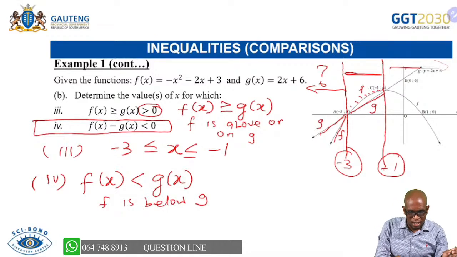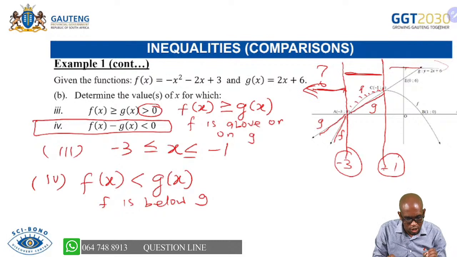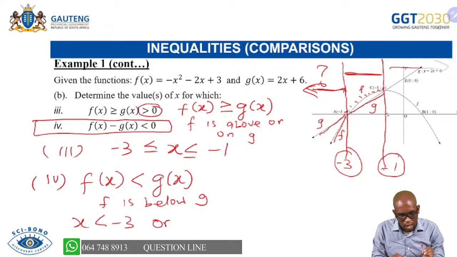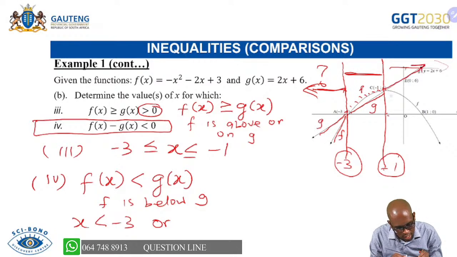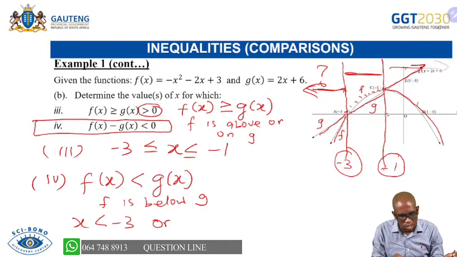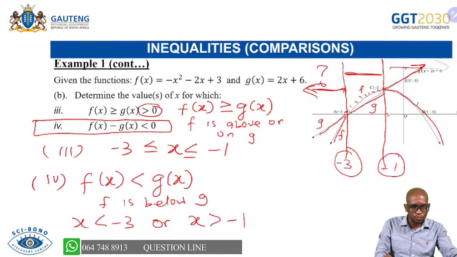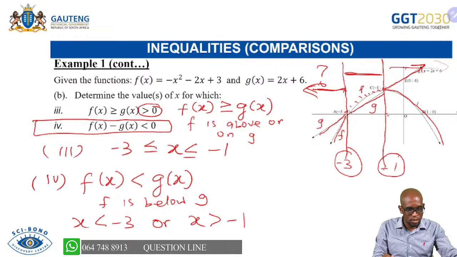We're going to look at the left-hand side of the point of intersection. You see that f is below g, or g is above f in this case. So this occurs when x is less than -3. Also, when you continue, you see in between the points of intersection, f is above. And on the right-hand side of the point of intersection, g is here and f is there. So you see that now g is above. G is above when x is greater than -1. So that is what we were basically looking at.